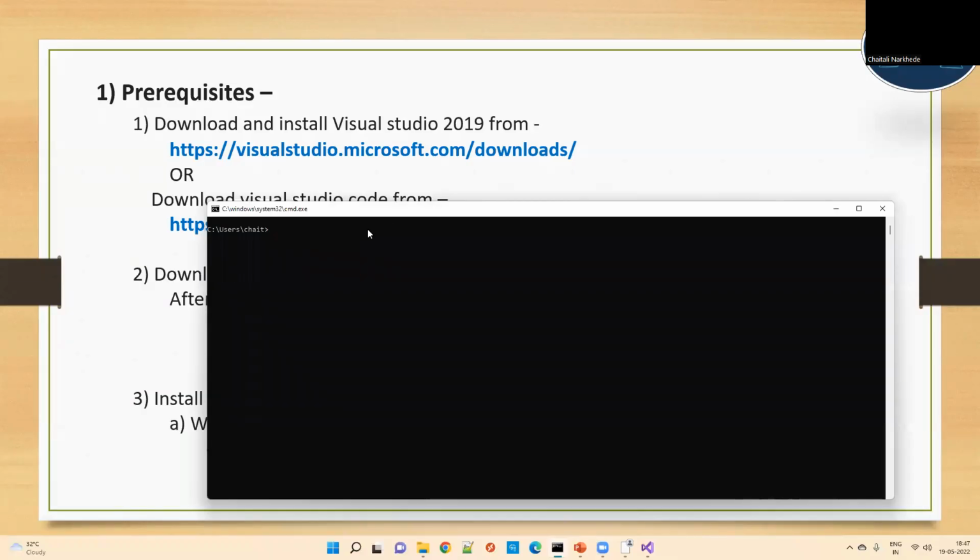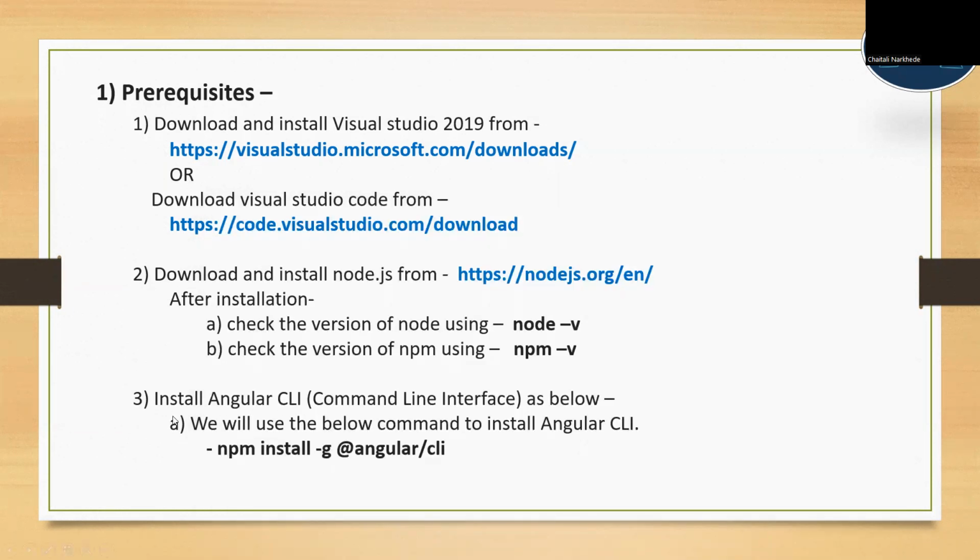Okay. To check the Node version, I will type node -v. This is the version I installed on my machine. We can do the same for npm. This is the npm version installed on my machine. So let's move to the next point.